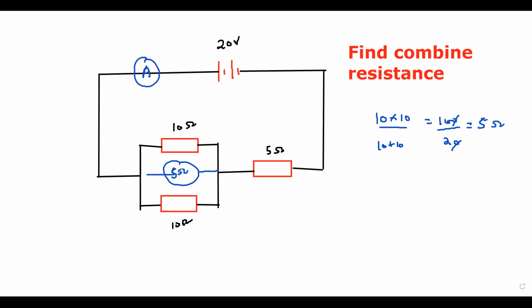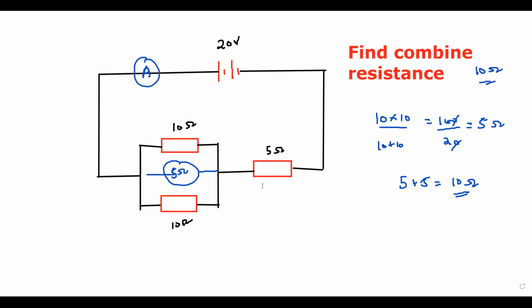Means it will appear like this is a 5 ohm resistor. So this is a 5 ohm resistor and next to that is also 5 ohm, and they are in series now. So 5 plus 5, the total will be 10 ohm. So the answer, the combined resistance of the circuit is equal to 10 ohm.